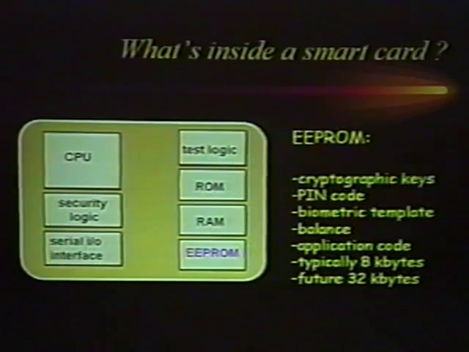By the way, a biometric template is, let's say, a hash value of some biological property of a person. So it can be your fingerprint or an eye scan or whatever.